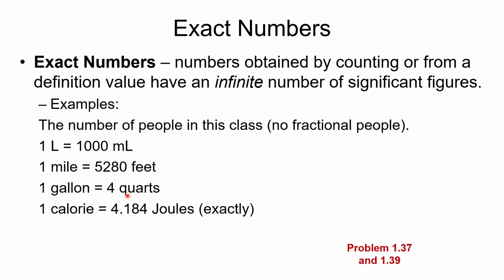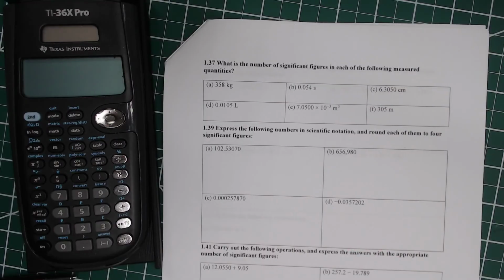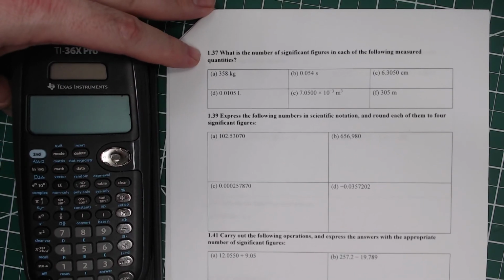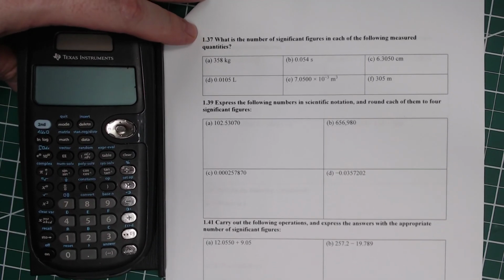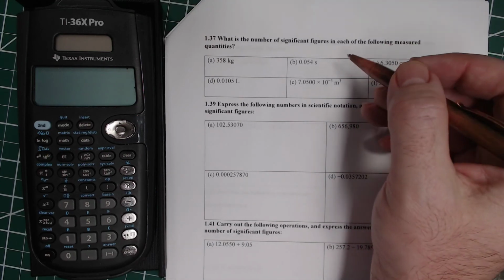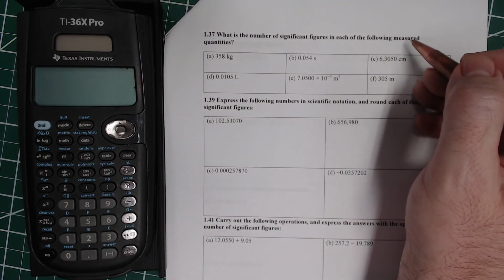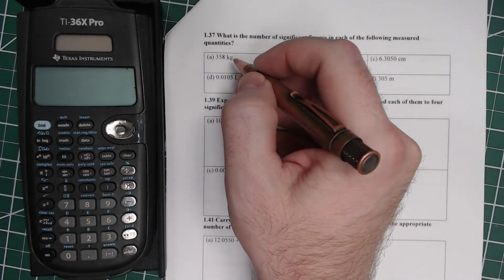All right. So now we want to look at numbers 37 and 39 on the in-class assignment here. All right, I'm going to go back to the 36X Pro here. All right, here we want, what is the number of significant figures in each of the following measured quantities?